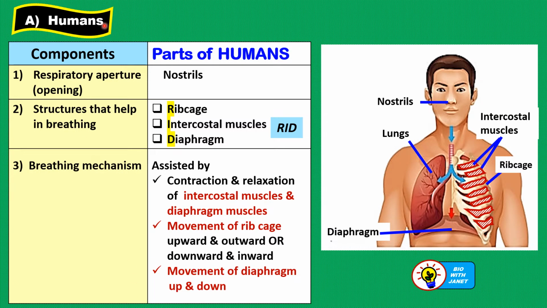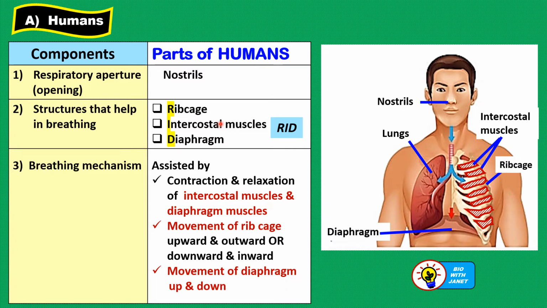So first of all, let's discuss the breathing mechanism of humans. Now, for every organism, we're going to discuss what the respiratory aperture, the respiratory opening, is, what are the structures that help in the breathing process, and the breathing mechanism. So for humans, the respiratory aperture, meaning the opening, are the nostrils. So nostrils are the openings of the nasal cavity here. Okay, they are the openings of the nasal cavity. They allow air to go in, to be inhaled or exhaled.